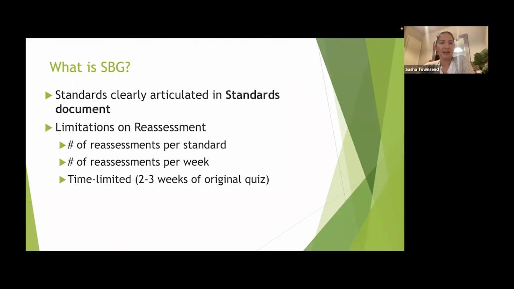I used to say you can reassess on every standard once, or you can reassess on every standard once, and you can reassess on 5 additional ones twice if you need to. Or I'll limit the number of reassessments per week. That's what I'm currently doing. I let my students do 1 reassessment per week. Some semesters in the past, I've used time-limited reassessments. So if they take a quiz, they have 2 to 3 weeks after the original quiz to reassess over the material on that quiz.